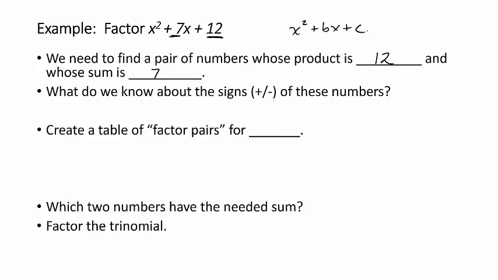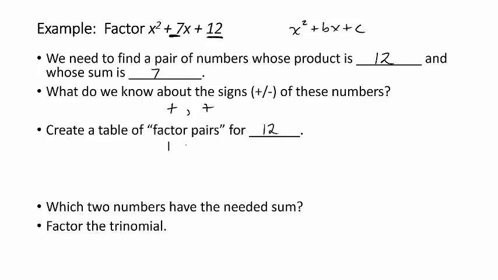Before we even start doing that, what do we know about the signs, positive or negative, of these numbers? When we multiply these through, we get positive 12, which means either both of them have to be positive or both of them have to be negative. I'm voting that both of them have to be positive because the middle term is positive 7x. If we have two negatives and we add those together, we're going to get another negative, but our middle term is positive. So they both have to be positive, and we're going to create factor pairs for positive 12.